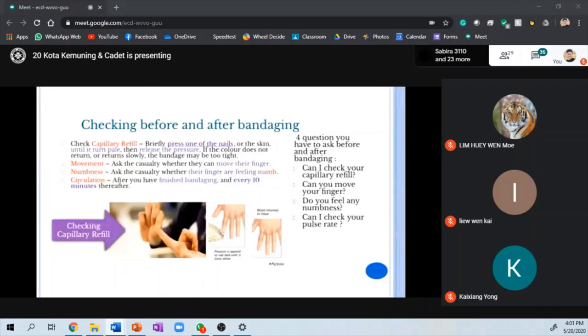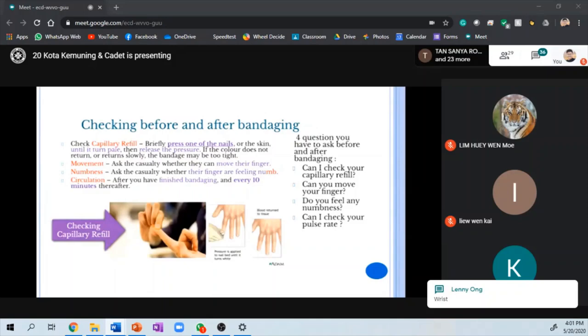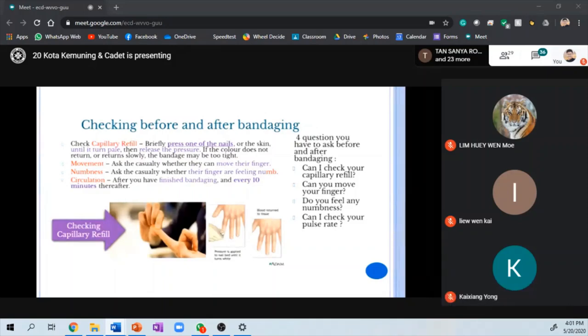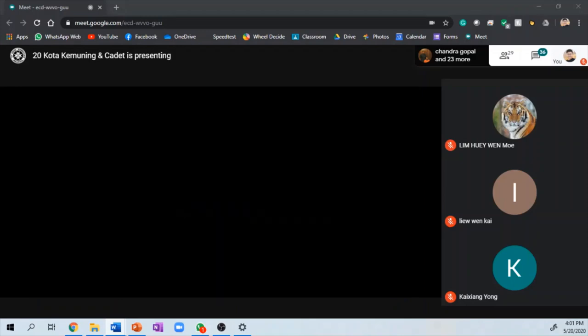When you finish the bandaging, before you tie the bandage, ask the four questions. After you tie the bandage, ask the four questions again. And every 10 minutes after you tie the bandage, you need to ask the four questions again, to make sure. Okay, next.